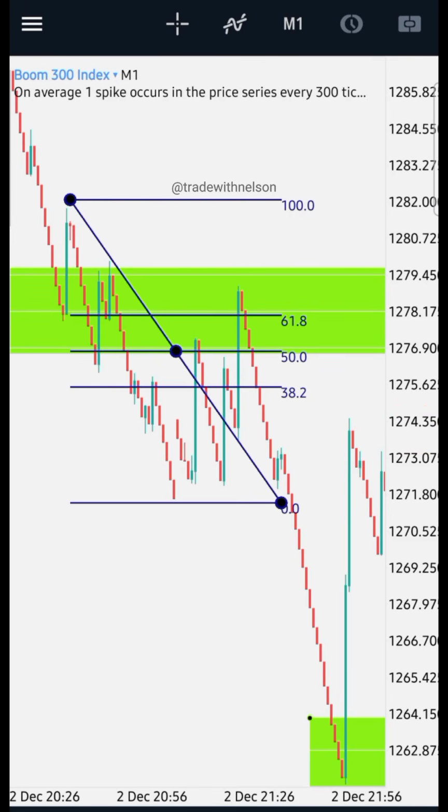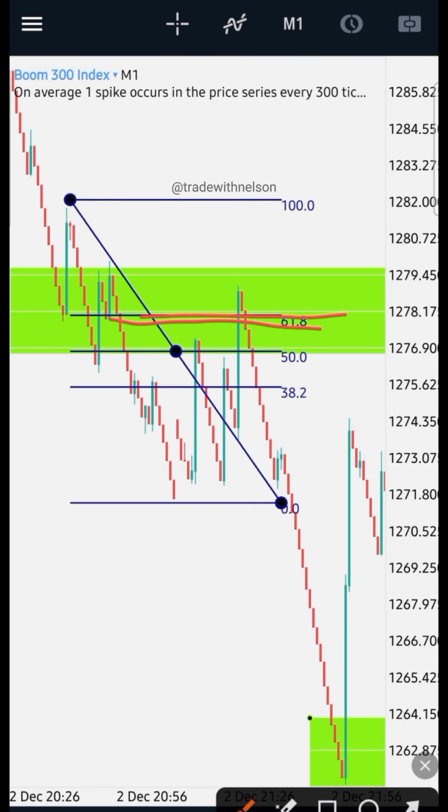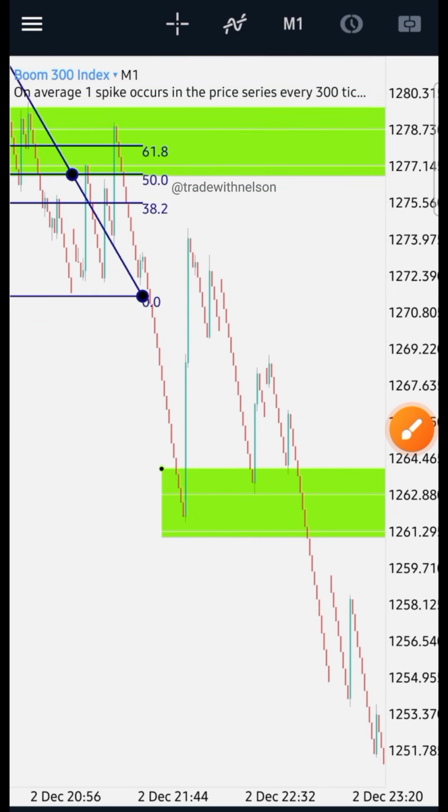But sometimes the market can just break out and keep going down without giving you an opportunity at the fib level, or it can just touch maybe the 20 level of the fib or 30 level of the fib without reaching the 38 level of the fib. So market is dynamic, anything can happen.